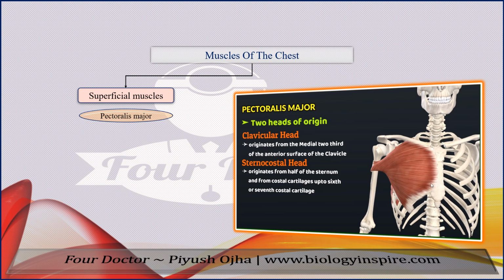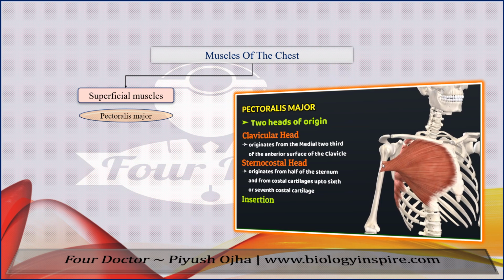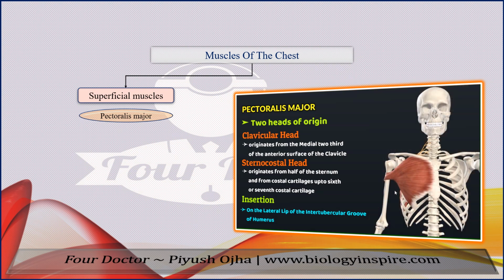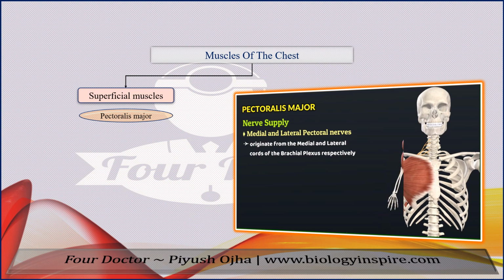or 7th costal cartilage. And this muscle then inserts here through a single tendon on the lateral lip of the intertubercular groove of the humerus. And if we look at the nerve supply of the pectoralis major muscle, this muscle is supplied by the medial and lateral pectoral nerves, which originate from the medial and lateral cords of the brachial plexus respectively.